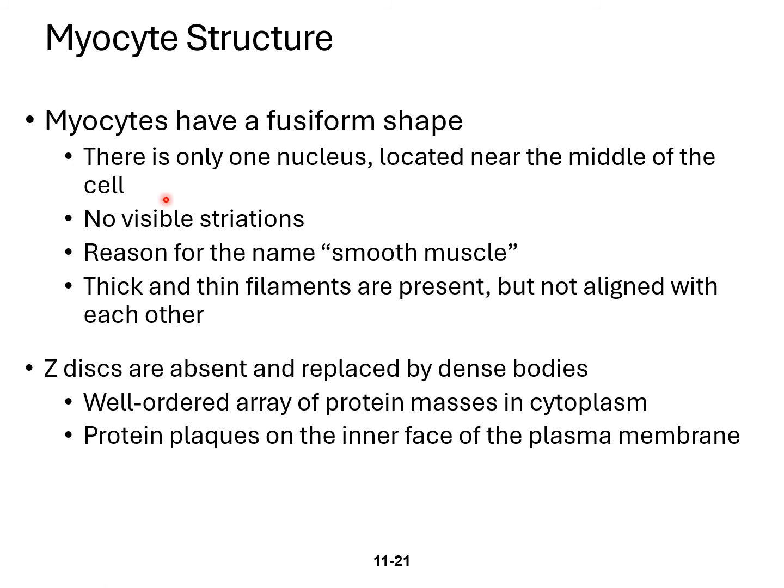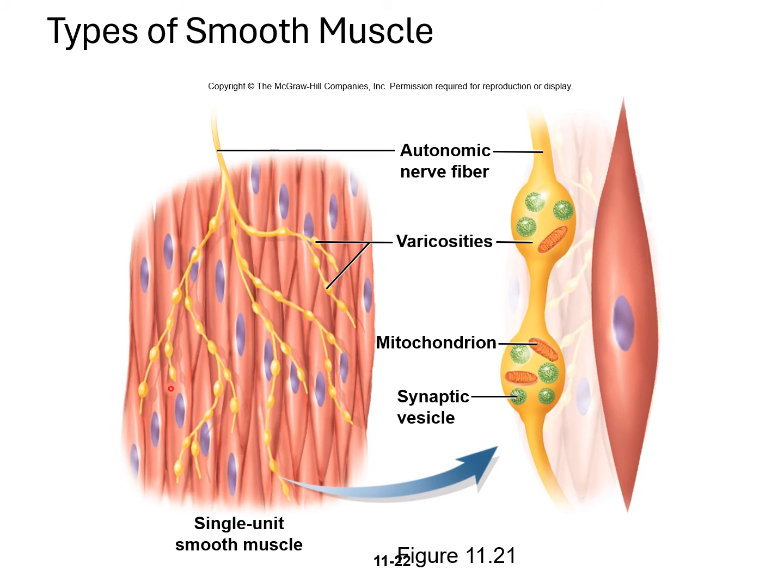And the myocyte structure has a fusiform shape. There's only one nucleus located near the middle of the cell, and no striations, so smooth muscles are the only ones that do not have stripes. Because they don't have stripes, that's the reason why they're called smooth. The Z discs are absent and replaced by dense bodies. They're a well-ordered array of protein masses in the cytoplasm, and you can see how they just look very smooth. They have an autonomic nerve fiber that goes to them, and then those can allow the extracellular fluid to go into the cell to make the calcium go in.